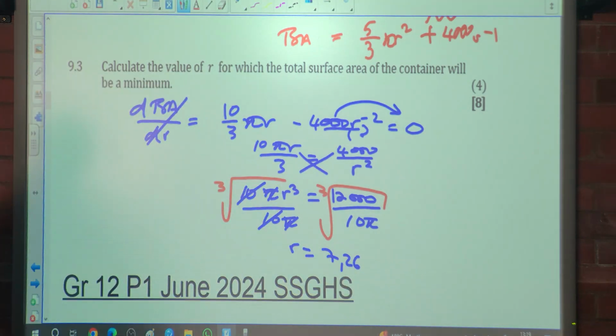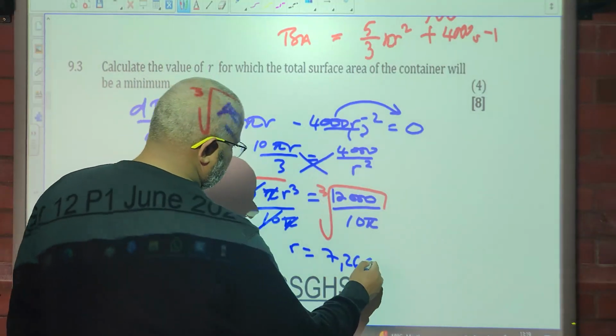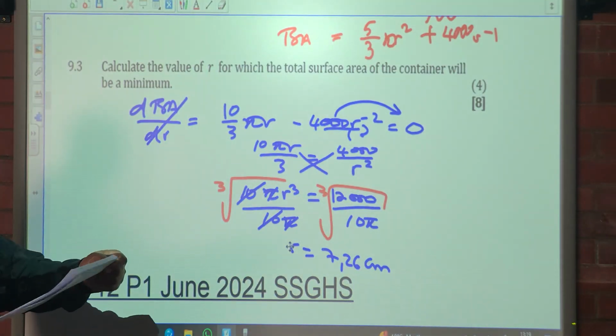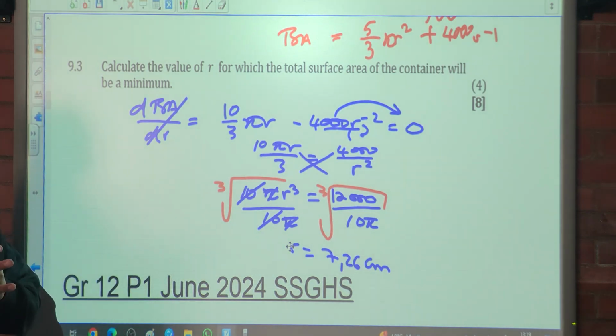So what was the question? Calculate the value of r. And there I got the value of r, and this is in centimeters. Okay. Any confusion there?